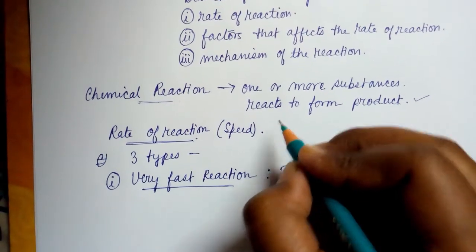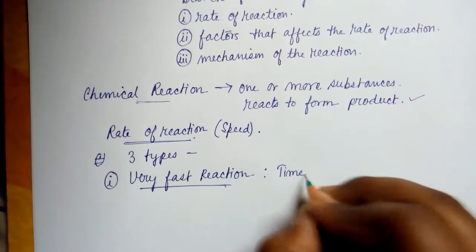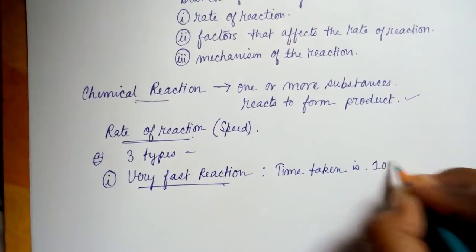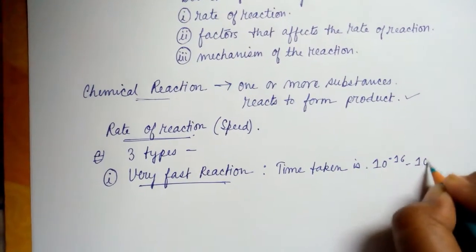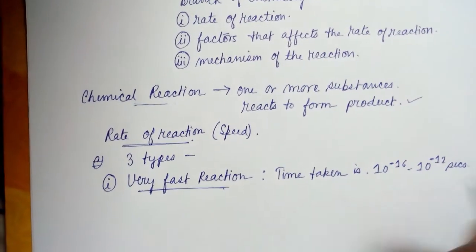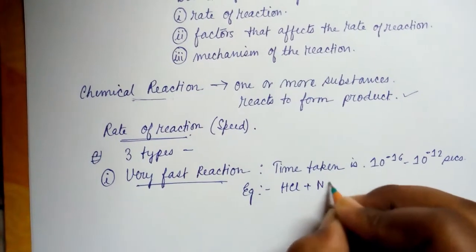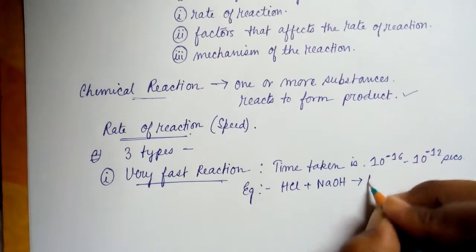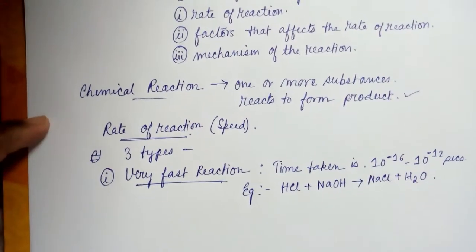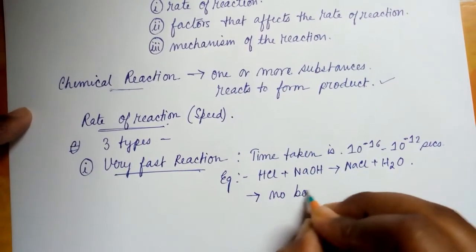Chemical reactions can be defined in three major categories. The very fast reactions. In this type of reaction, the time taken is in the range of 10 to the power minus 16 to 10 to the power minus 12 seconds. These are very fast reactions. For example, HCl plus NaOH, which gives NaCl plus H2.